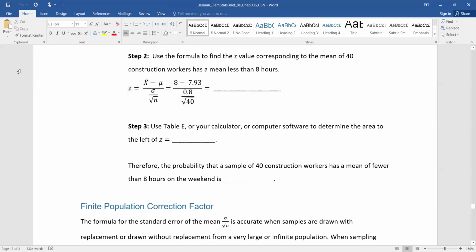So in step 2 here, I'm now going to use this equation. So I have 8 minus 7.93, standard deviation of 0.8. But now that I actually have a sample size, I'm going to divide by the square root of 40. And when you type that into the calculator, it comes out to 0.55. So now using the z-score of 0.55, I get 0.7088. So again, that means that 70% of the samples of 40 construction workers I randomly select will have a mean of less than 8 hours. All right, so that's how you can use the central limit theorem.